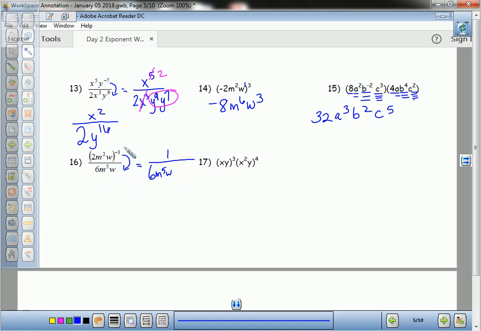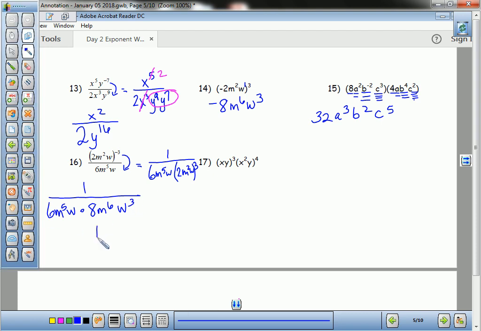So you could do it in one step, but let's go ahead and write it out so we don't do too much at once and confuse ourselves. So all that's to the positive 3rd power now. So this is 1 over 6m to the 5th, w, and now all of this gets cubed. So 2 gets cubed, m to the 2nd gets cubed, power to a power we multiply, and the w is cubed.